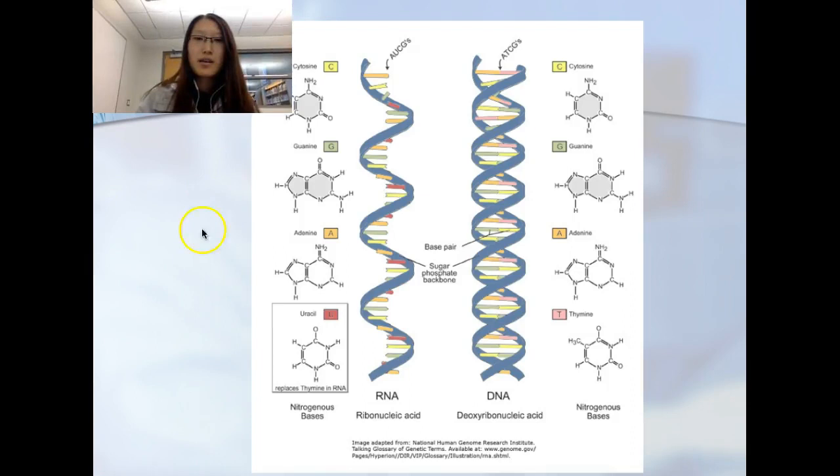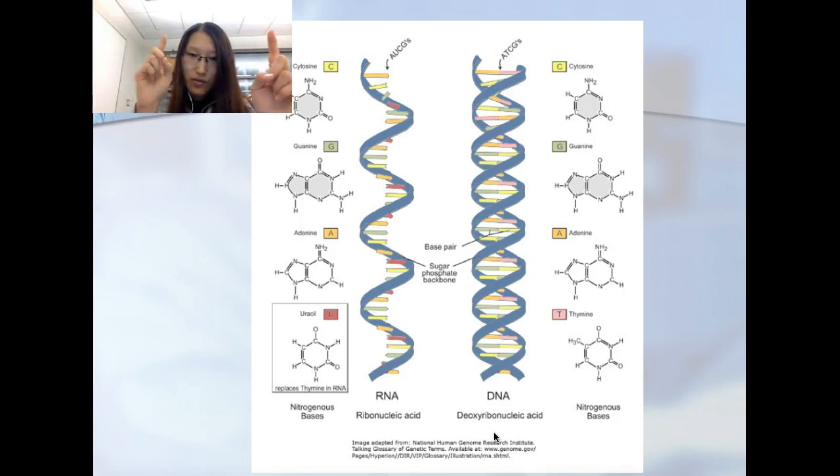So if you were to look at RNA on the left side, DNA on the right side, there are some differences between the two. First off, the sugar, right? Remember, DNA has a sugar and it's called deoxyribose. In RNA, that sugar is called ribose. Okay, so that's one difference. The sugars are different. One is deoxyribose, one is ribose, and the ribose does have the oxygen.